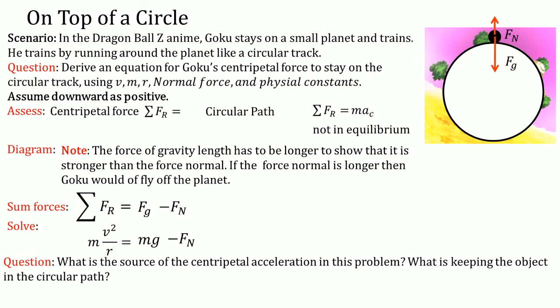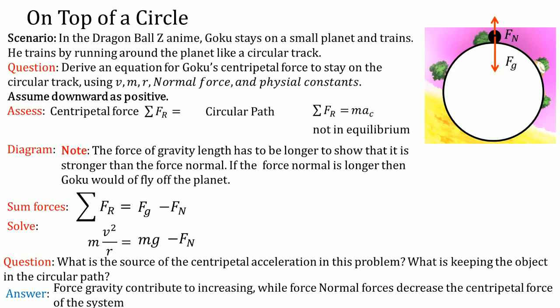What is the source of the centripetal acceleration in this problem? In other words, what is keeping Goku in this circular path? Well, if we look at the equation, we saw that there are two things. The force gravity contributes to increasing it. That's why it's a positive mg. While the force normal is negative force normal. That negative decreases the centripetal force of the system.